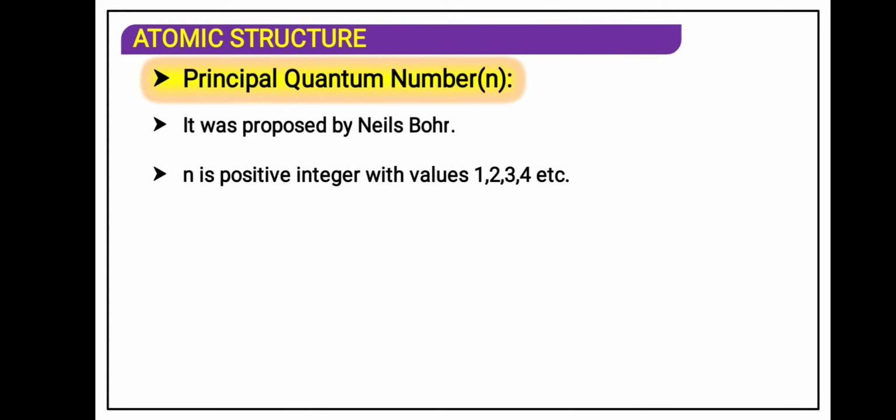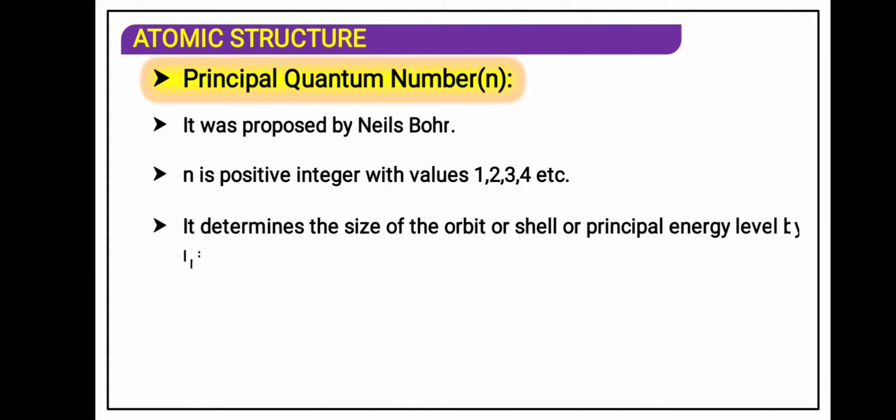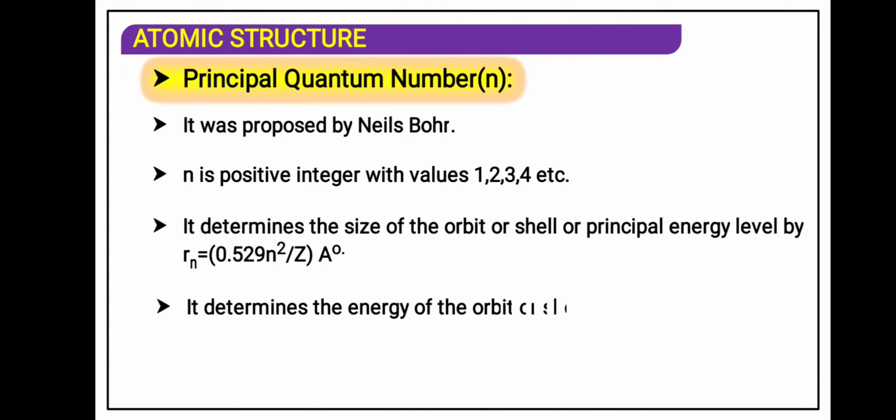that n is a positive integer. We know very well this n is nothing but the number of orbits. Over here it is considered as the number of orbit. Number of orbit cannot be 0, that is why the number over here is not starting from 0. Principal quantum number determines the size of the orbit or shell, or a principal energy level. By this relationship we have seen previously. Yes, of course, it determines the energy of the orbit or shell or principal level.